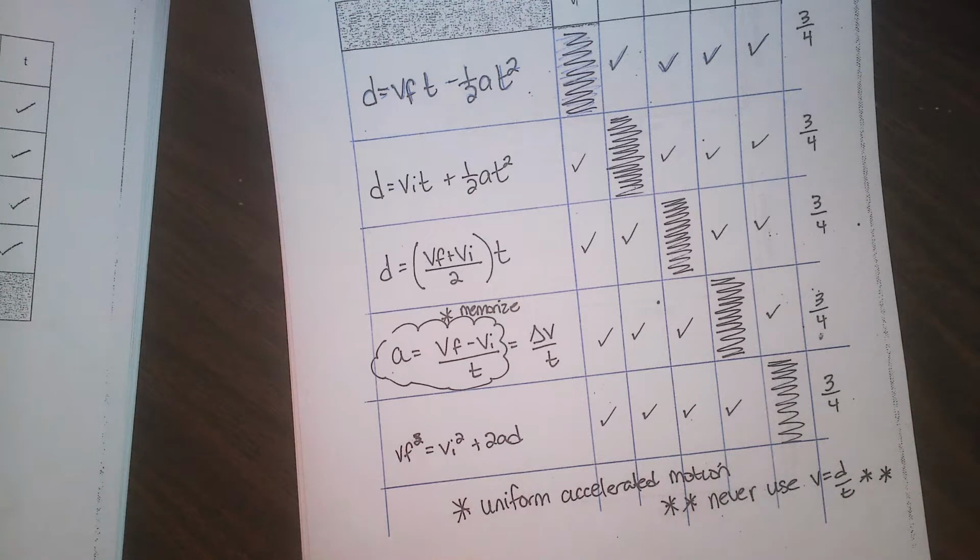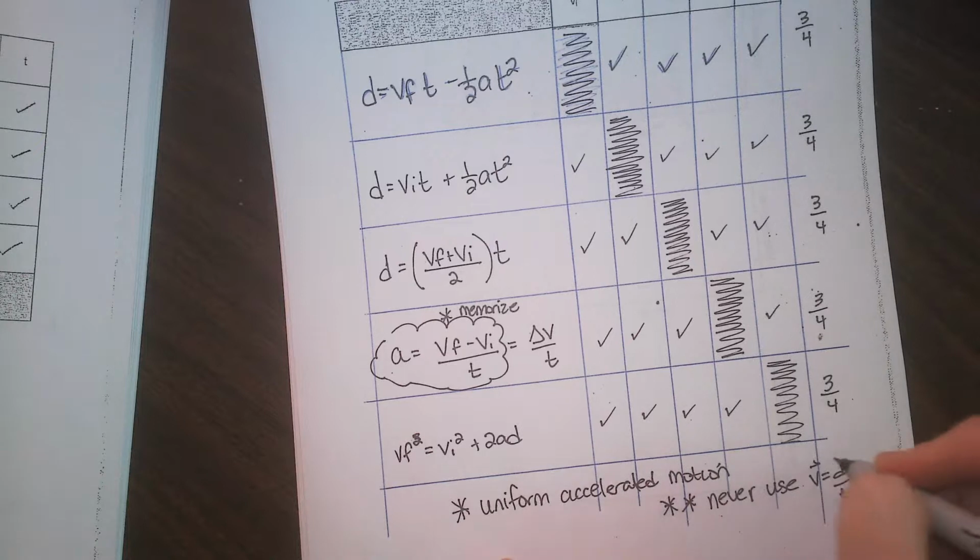Okay, when we're talking uniform accelerated motion, never use velocity is equal to displacement over time. And then I say that, and then I'm going to teach you something different, and you're going to go, what, that doesn't make sense, you said, but it won't be uniform. Okay, this is just a quick summary chart.